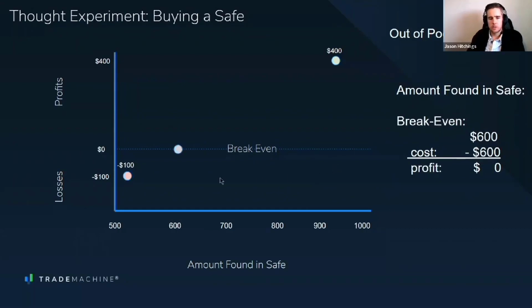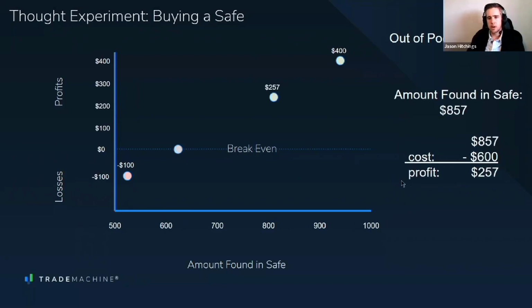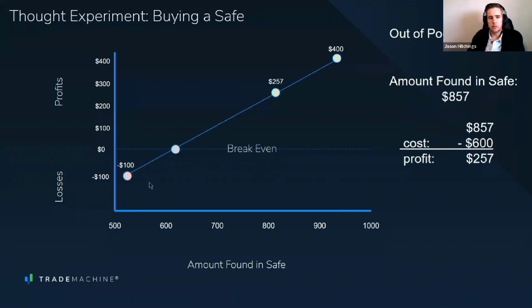Let's just fill in another price here. So this ends up being your break even. There's $600 in the safe. You paid $600. All very straightforward, but this will be useful later on. And if there's some random amount of money in the safe, like $857, then you've made $257. So this is a really basic profit and loss chart. It goes up and to the right, and you can map a line onto this that tells you essentially a function or a formula for how much you're going to make.